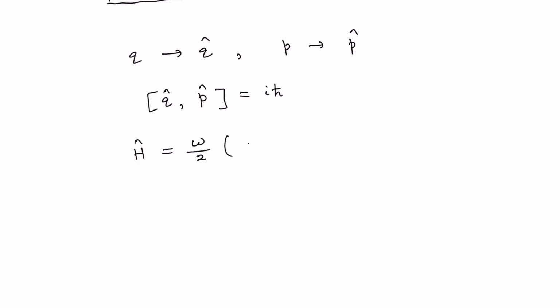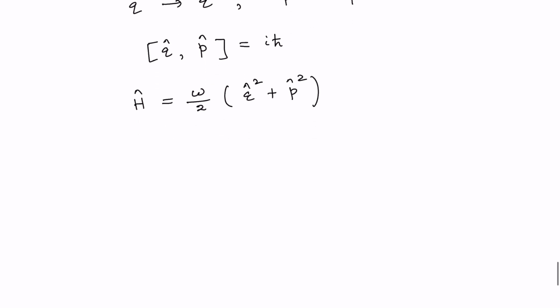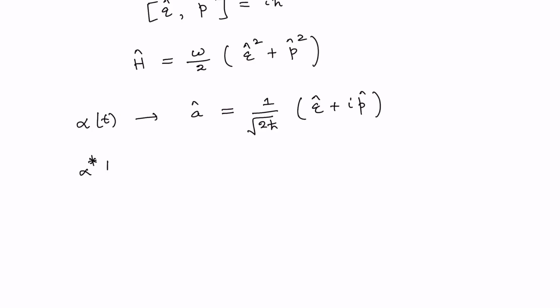It would be omega by 2 q square plus p square. Okay, again you can also replace this classical quantity alpha of t, which is a complex quantity, by an operator a, which is the so-called annihilation operator. You can write it as 1 by root 2 h bar times q plus ip, and alpha star of t you can replace by an operator a dagger, that is equal to 1 by root 2 h bar times q minus ip.